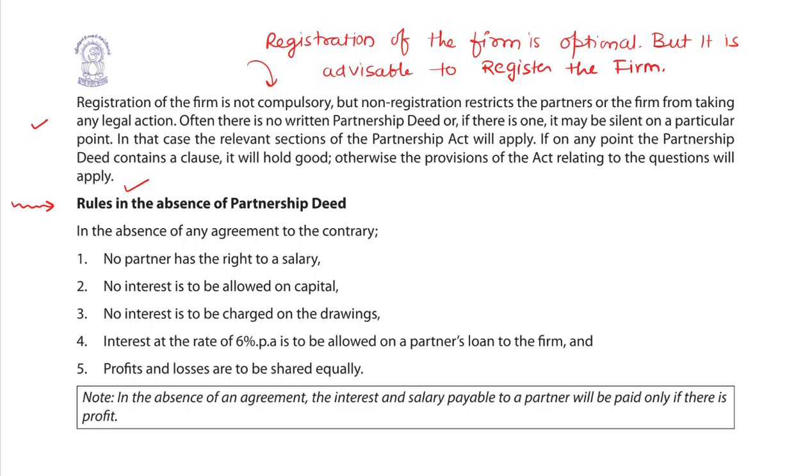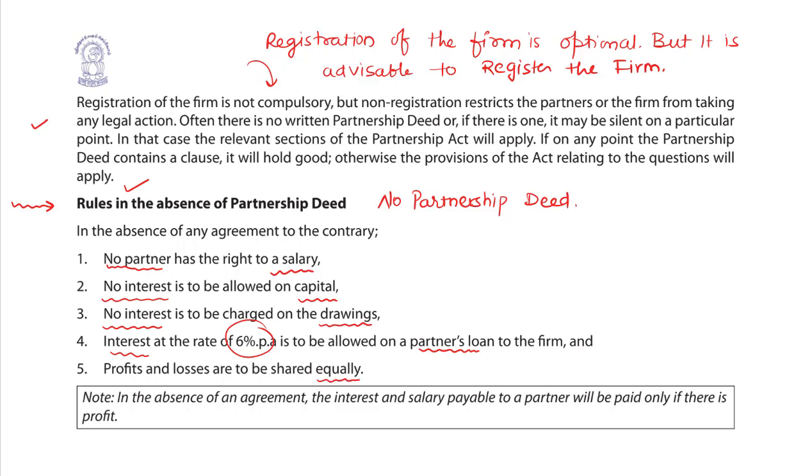Rules in the absence of a partnership deed. In the absence of any agreement to the contrary, no partner has a right to a salary. If there is no partnership deed, salary should not be paid to the partner. No partner should get a salary. No interest is to be allowed on capital. No interest is to be charged on drawings. Interest at the rate of 6% per annum is to be allowed on partners' loan to the firm, and profits and losses are to be shared equally.